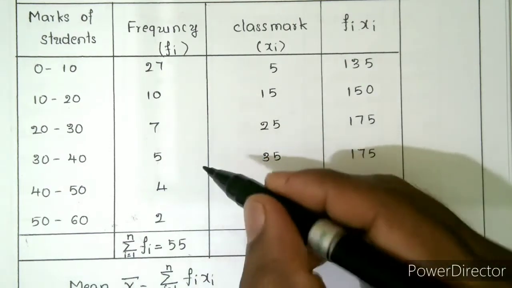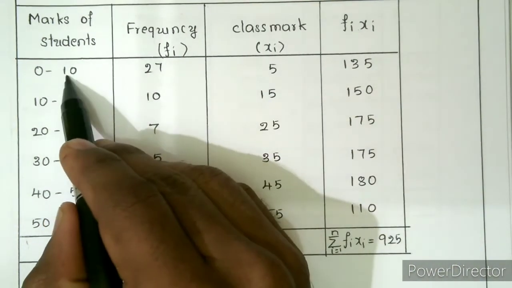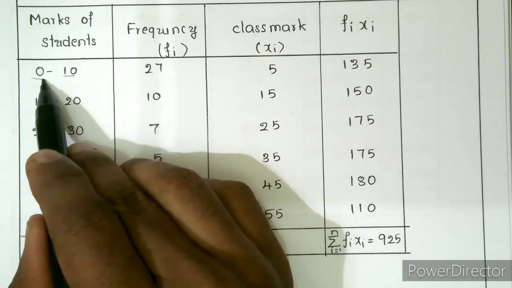So class mark, how do you get the class mark? So this is the upper limit, and this one is the lower limit for this class.